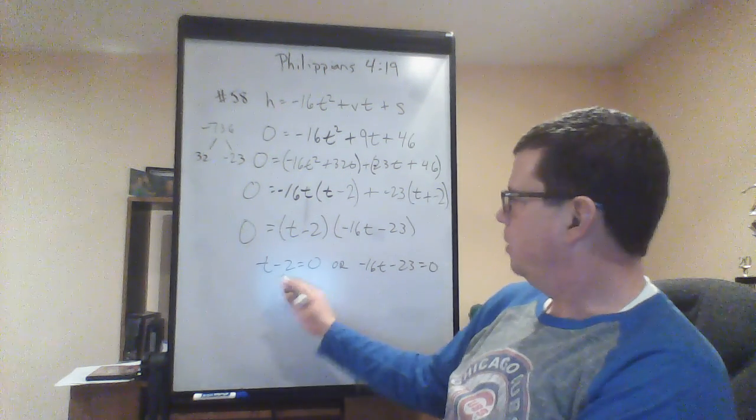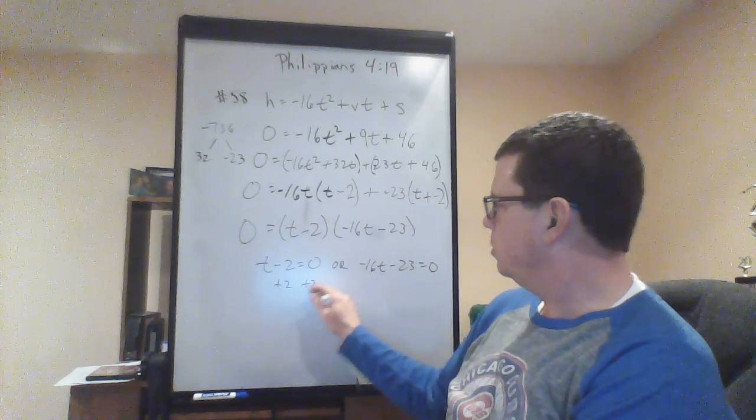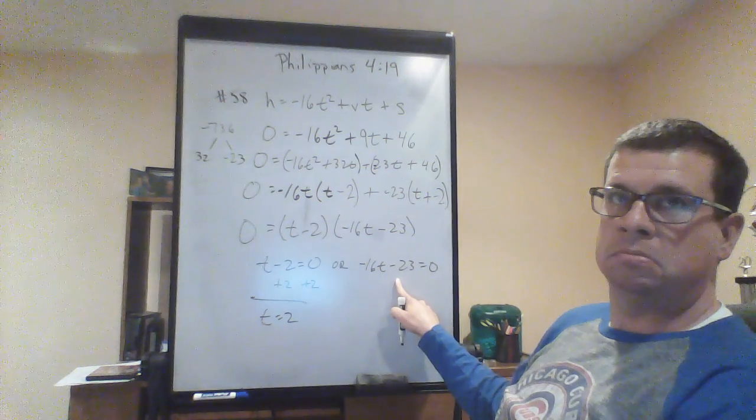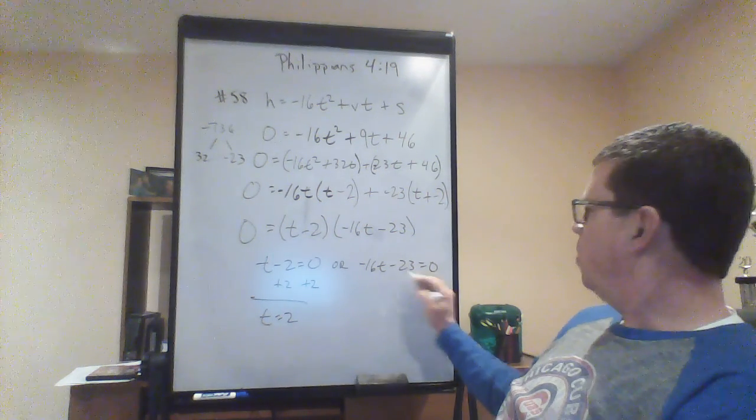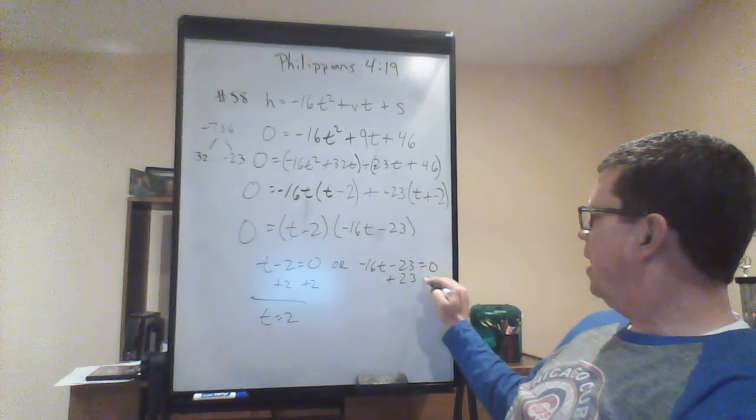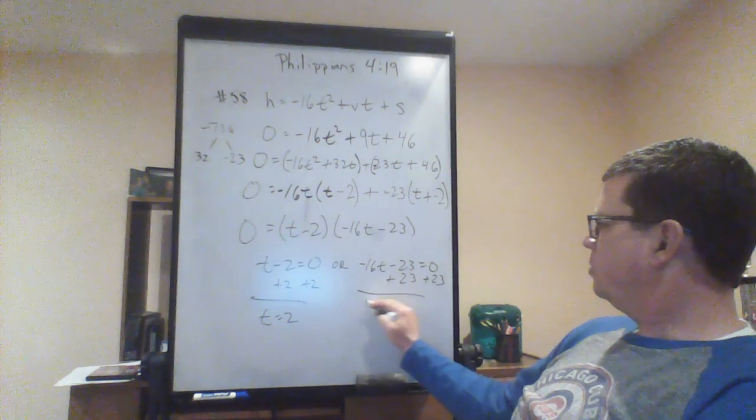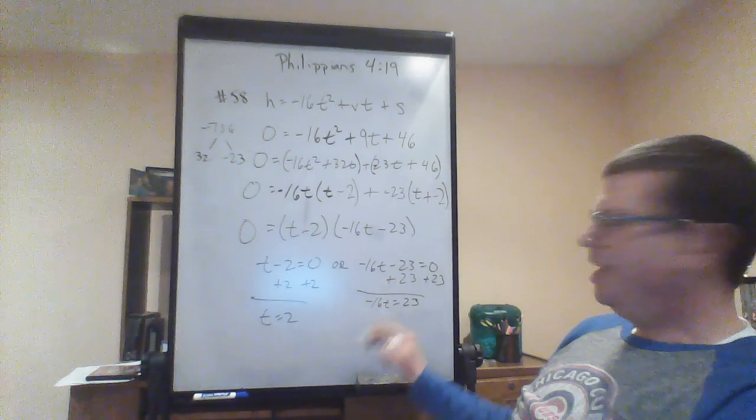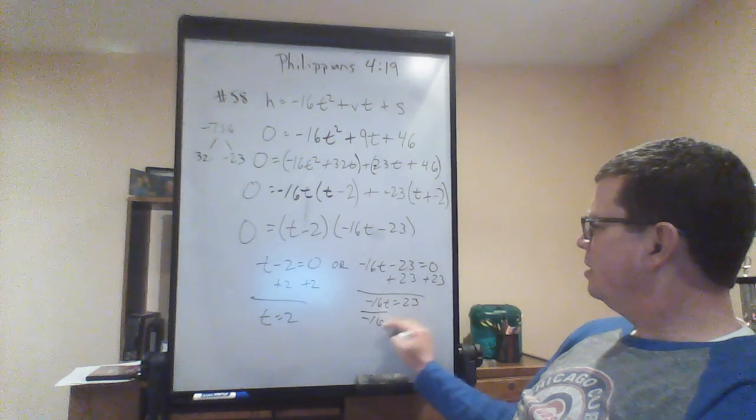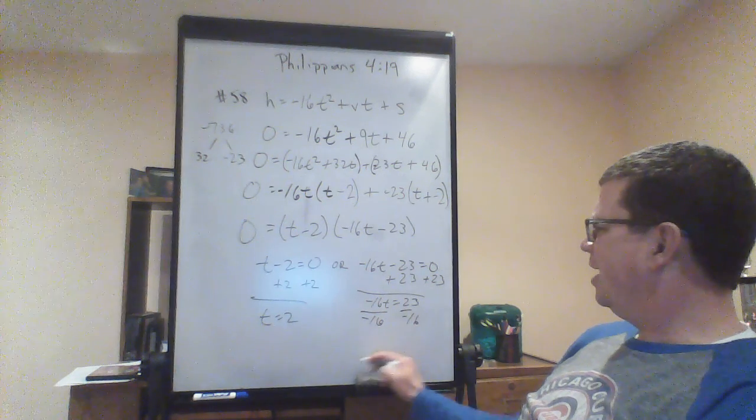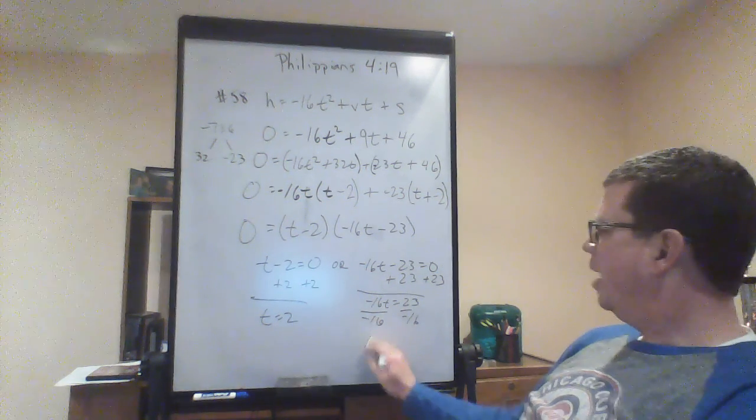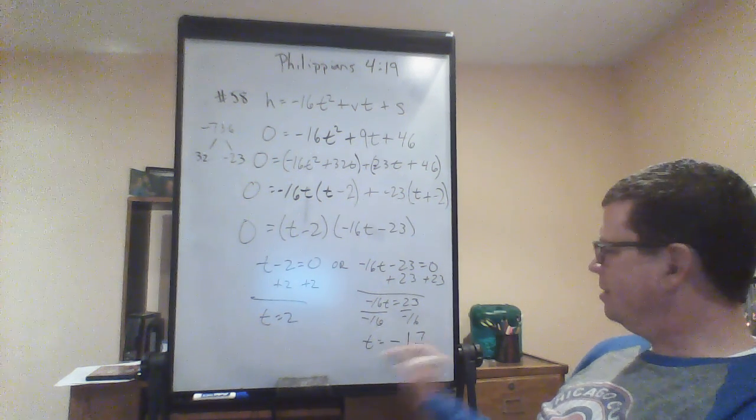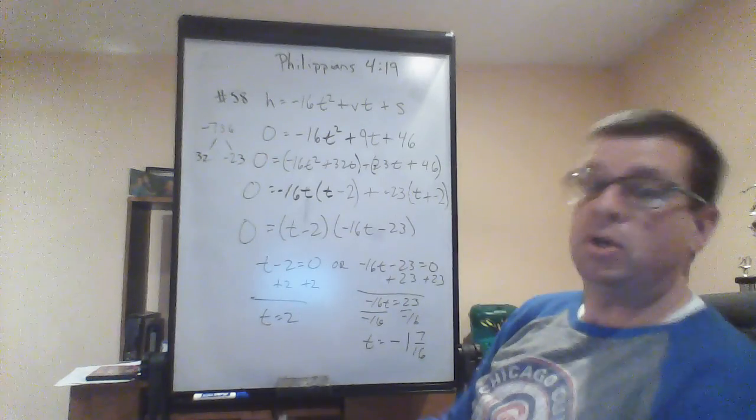So I've got two equations to solve here. This one I can solve. I can add 2 and add 2, so I get t equals 2. This one, yep, it's a two-step equation. So I'm going to add 23 and add 23. So I get negative 16t equals 23. And then I'm going to divide by negative 16 on both sides, and I'm going to leave it in fraction form. I get t equals negative 1 and 7/16.